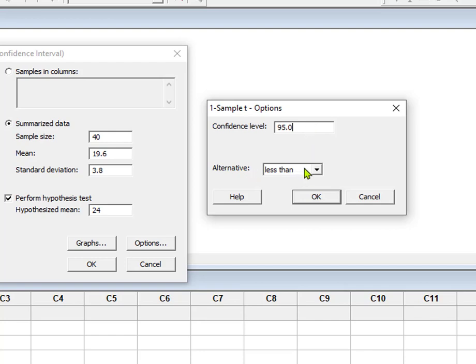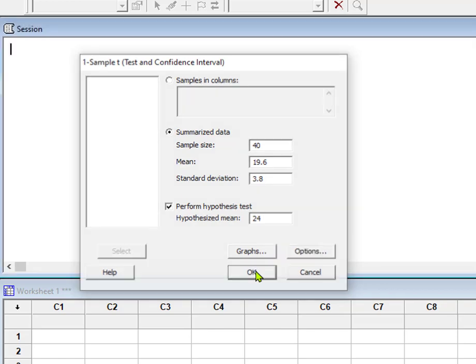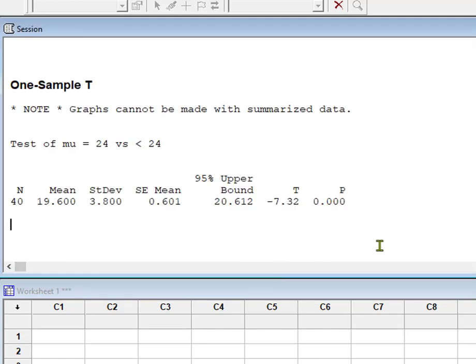Now, what about the alternative? There are three choices for the alternative hypothesis: that mu is less than 24, that mu is not equal to 24, or that mu is greater than 24. And remember, we think that they've reduced the number of chocolate chips, so less than would be our alternative hypothesis. Say OK. Double check that we've got everything filled out correctly. It looks OK to me. Say OK again. And here's the result of the one sample T test.